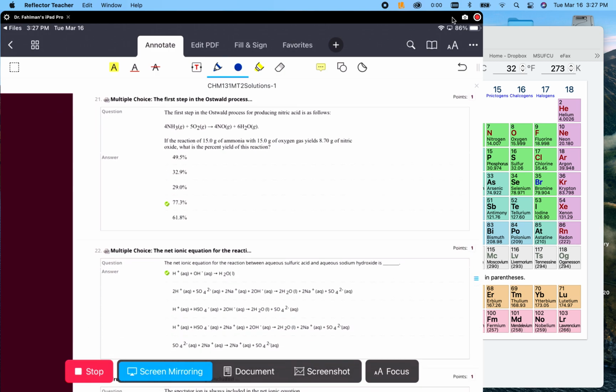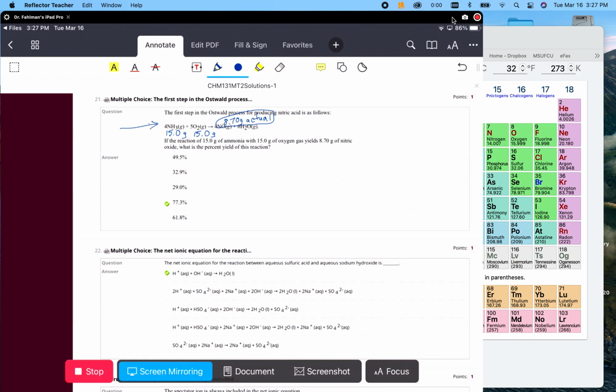This one, another limiting reagent. So you have 15 grams of that and 15 for oxygen, and you yield 8.70 grams actual for your NO. So what's the percent yield? You're double checking, make sure it's balanced, and it is.